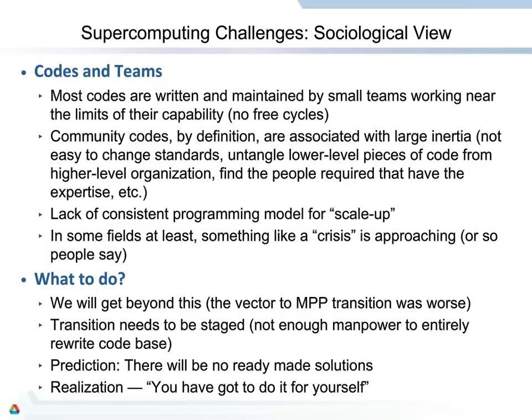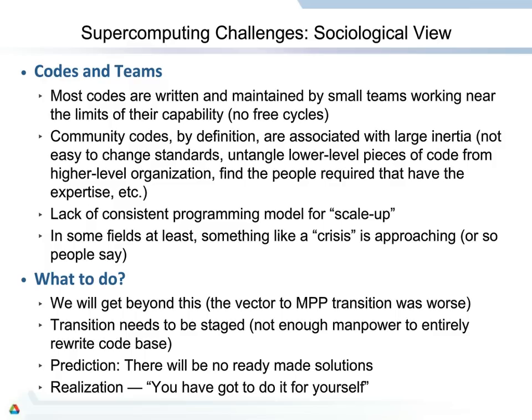So the important thing is that transitions will happen, but they need to be staged appropriately and managed appropriately because there's not enough manpower to entirely rewrite the code base. For certain fields, for example, the code base is in excess of something like 10 million lines of code. They're not going to instantly rewrite such a large code base.